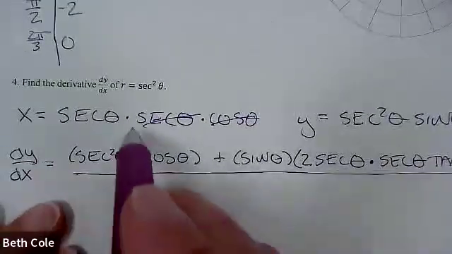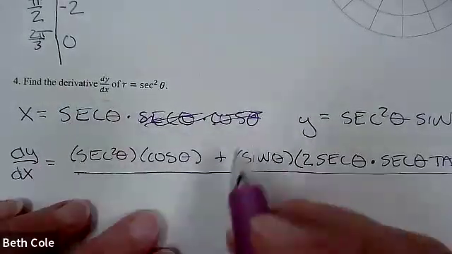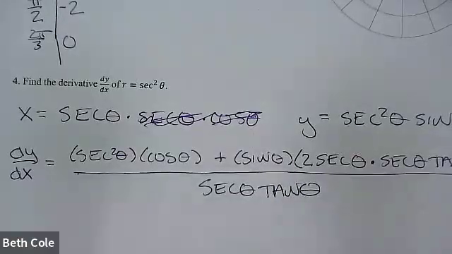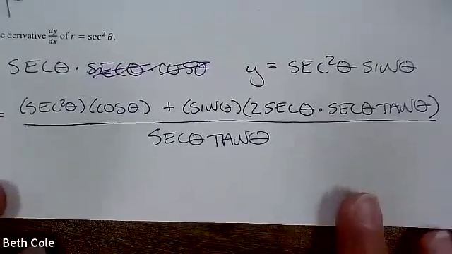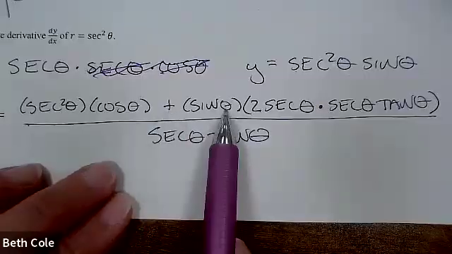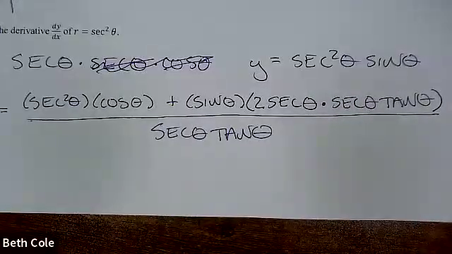But this one's going to be easier because all of this is gone. dx d theta, derivative of secant is simply secant tangent. And you don't have to clean that up. You can just leave it alone. I'm going to let that sit there for a second so you can see it. It was first times derivative of the second plus second, and then this whole thing is derivative of the first because there was a chain rule.